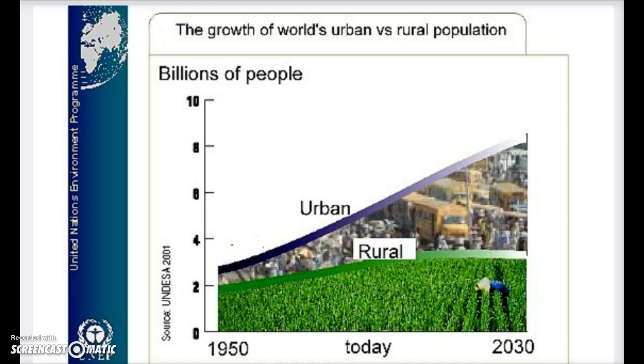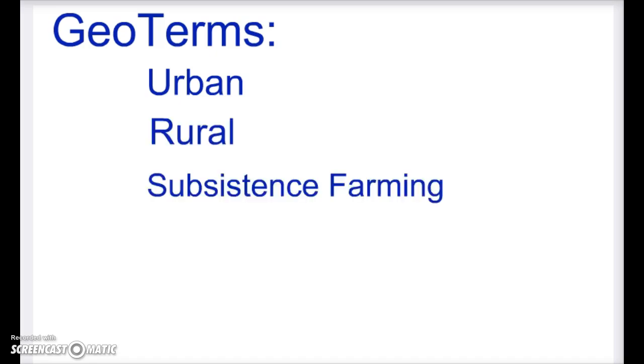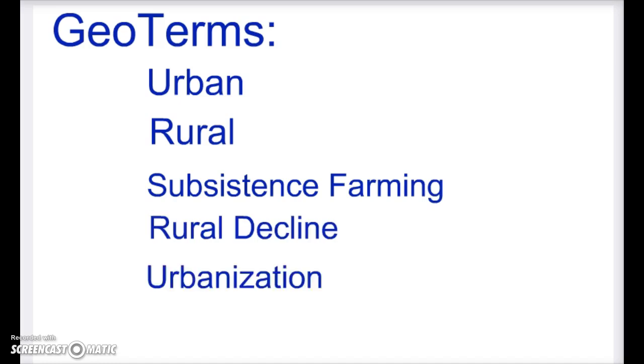This chart shows the change in the population going from being rural to urban, and it predicts that in 2030 the vast majority of people will be urban. So there will be urbanization that occurs. In this video, you would have heard 6 geoterms: urban, rural, subsistence farming, rural decline, urbanization, and outskirts.